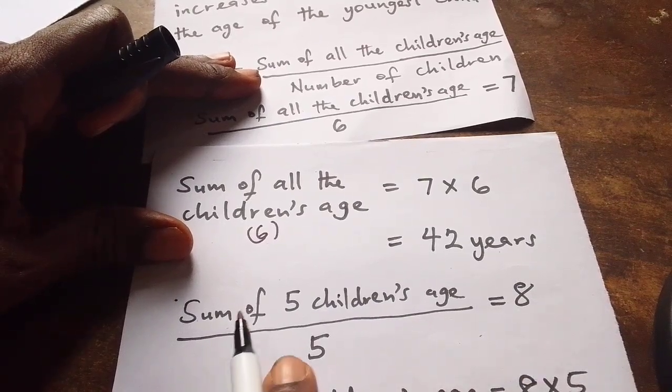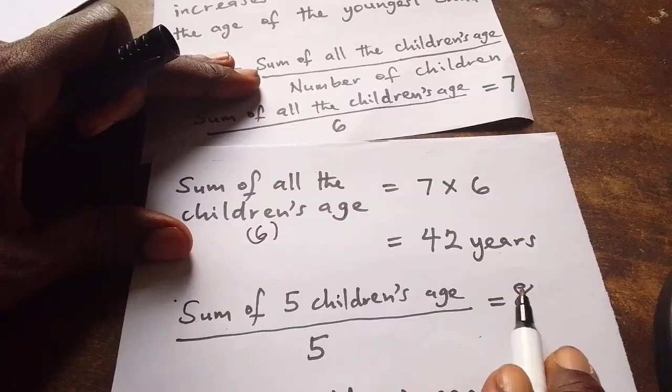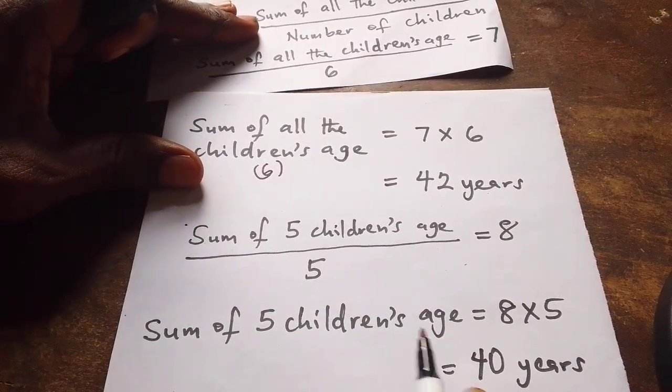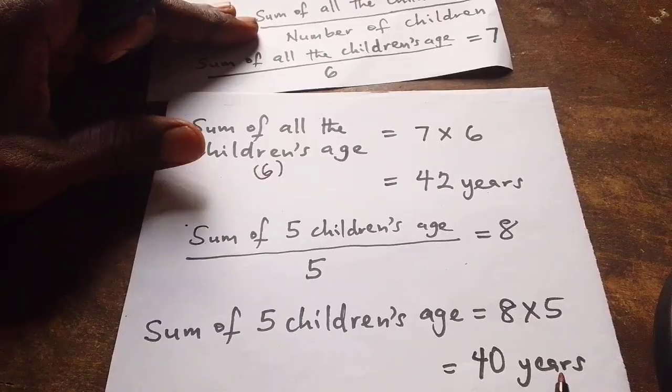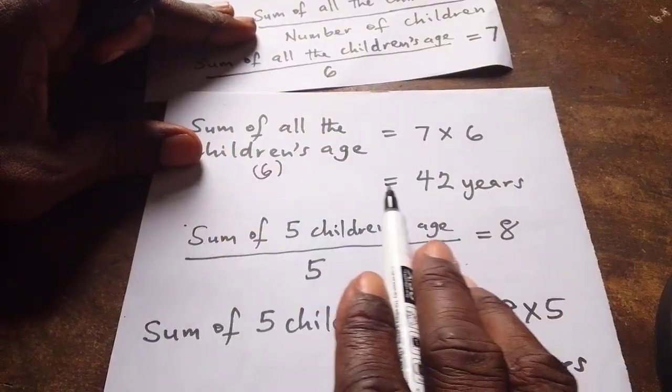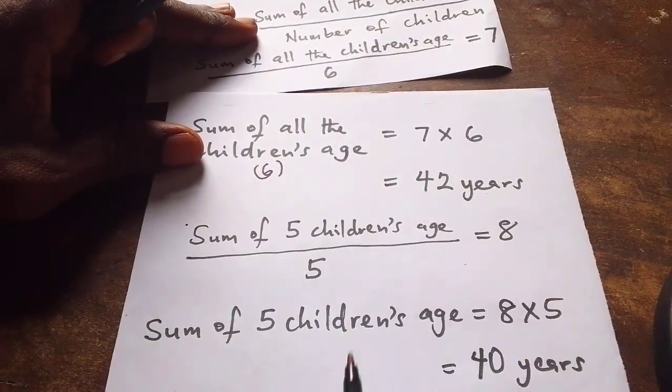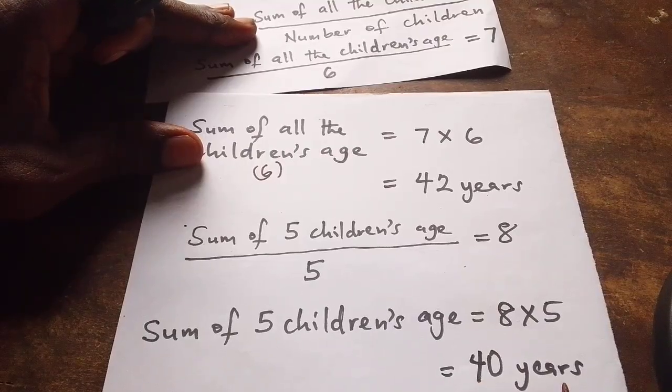So what is now the sum of the 5 children? Bring this 5 to this side. So the sum of the 5 children's ages will be 8 times 5, which is 40 years. Now, the sum of the 6 children is 42 years. The sum of 5 of them is 40 years.